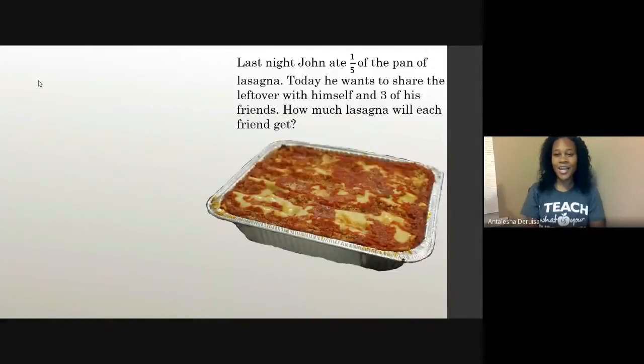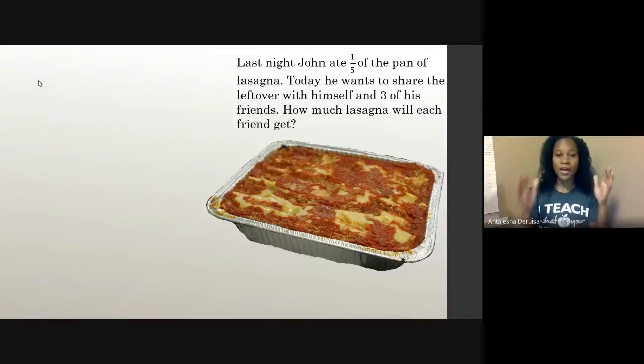Last night, John ate 1/5 of a pan of lasagna. Today, he wants to share the leftovers with himself and three of his friends. How much lasagna will each friend get?